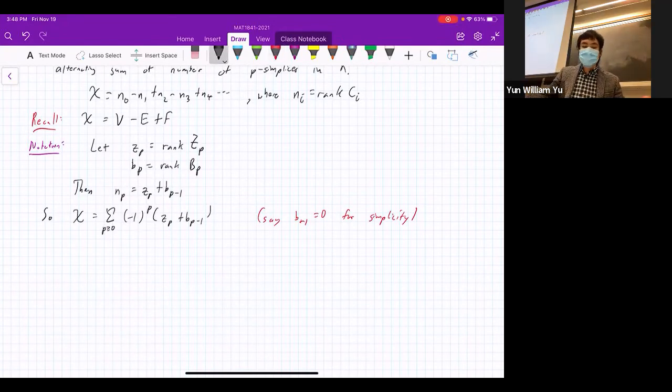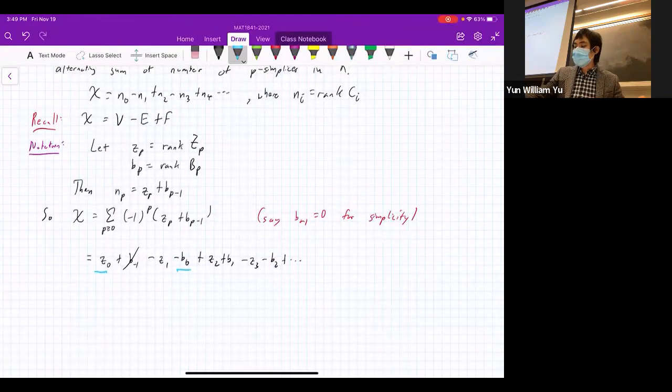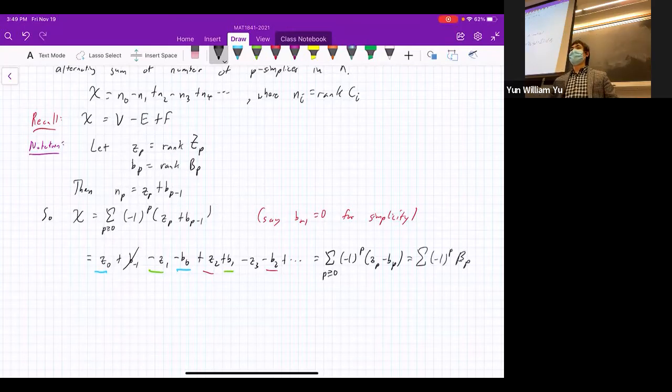When you expand this out, this is going to be z0 plus b minus 1, which I'm just going to say is equal to 0, minus z1 minus b0 plus z2 plus b1 minus z3 minus b2 plus and so on. You notice that we can compare this together in a slightly different way. Compare together the z0 and b0, the z1 and b1, and so on. When we do that, this ends up being the sum over p greater than or equal to 0 of minus 1 to the p times zp minus bp. But of course, that means that this is exactly just the alternating sum of the Betti numbers. So the alternating sum of the Betti numbers gives us precisely this generalization of the Euler characteristic.